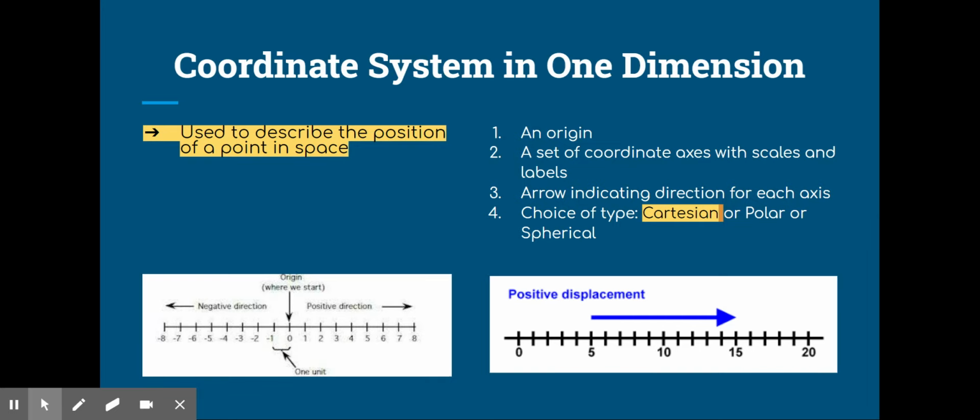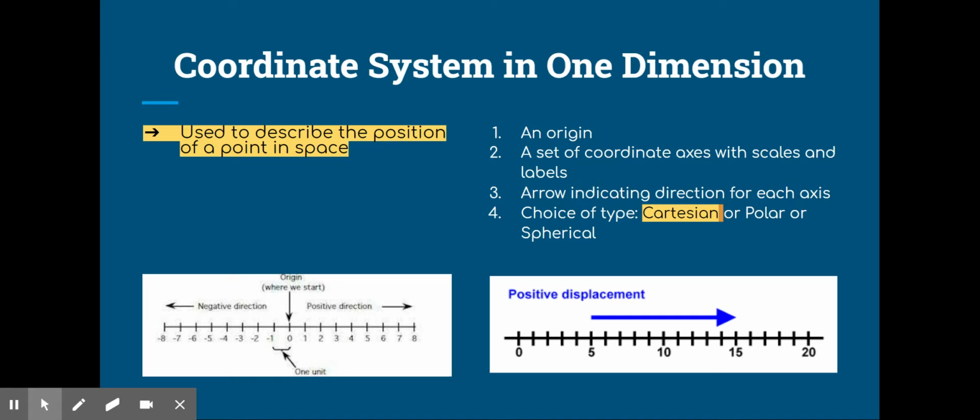So let's start with something that we're going to need for many physics problems. We're going to need a coordinate system. And these systems are just used to describe the position of some point or some object. We're going to need to choose the appropriate type before we begin a problem. So that'll either be Cartesian, polar, or spherical, though for most of this course, we're going to be working with the Cartesian coordinate system.